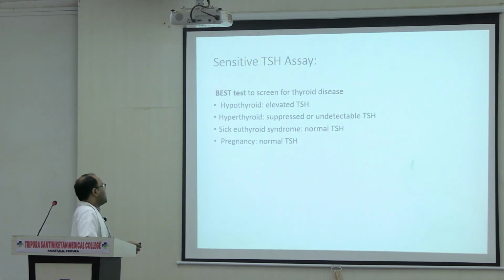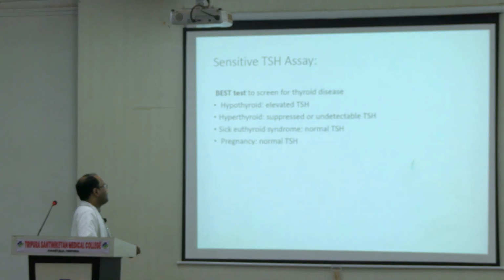So TSH, as I told earlier, is the most sensitive and specific marker. In hypothyroidism, TSH is elevated. In hyperthyroidism, TSH is undetectable or suppressed. In sick euthyroid syndrome, normal TSH is found. In pregnancy, normal TSH is found.